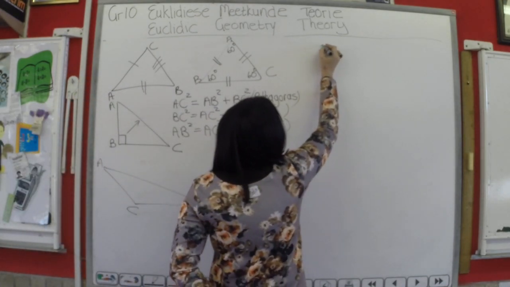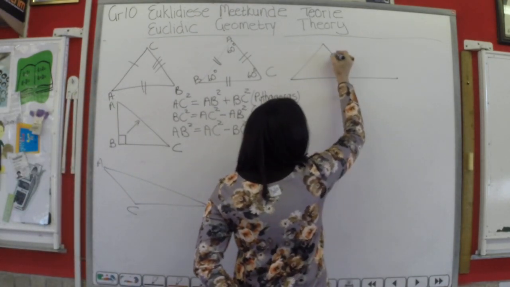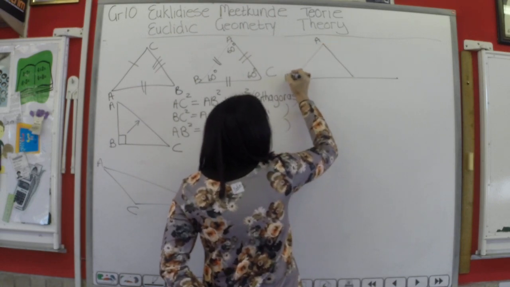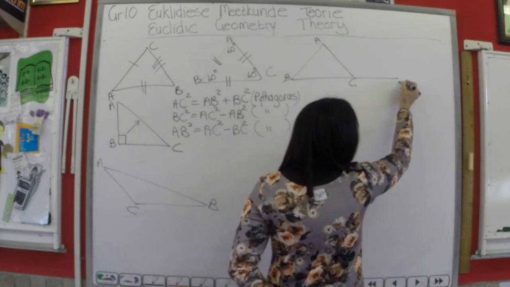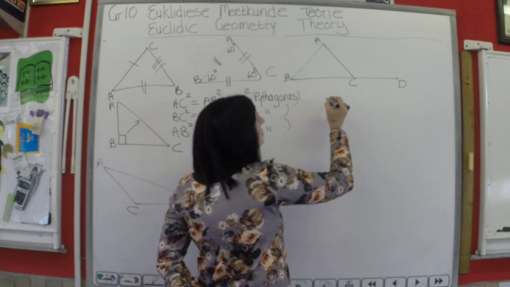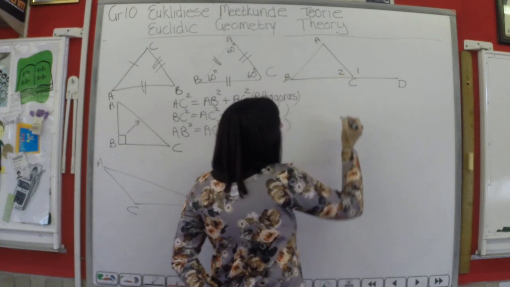If you look at this property of a triangle, then we've got ABC and we lengthen BC to D, dan maak ons 'n buitehoek vir die driehoek.